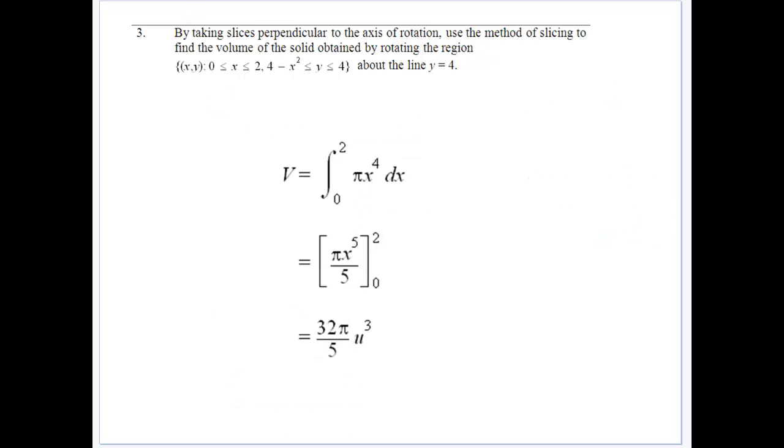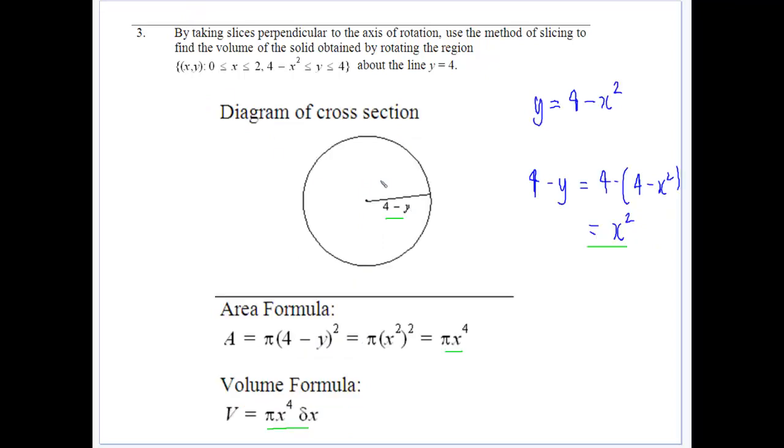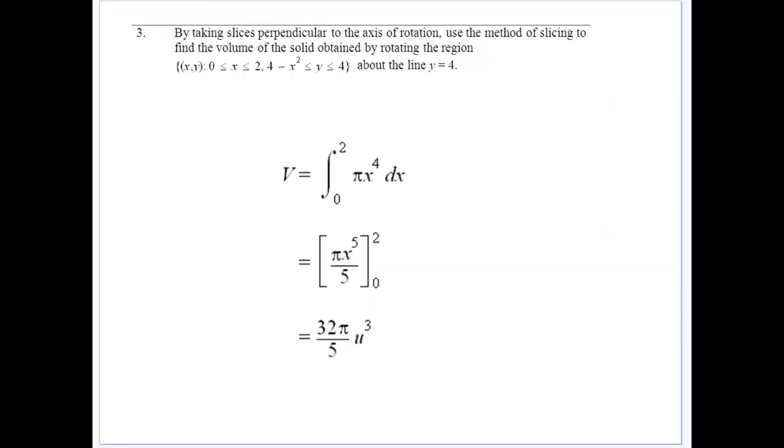So we can start to see that the hard part's not necessarily the integration. Hopefully that's becoming quite clear. It's making sure we get the correct radius and the correct thickness of our disc, so we can then do our manipulations to get the correct formula to put into the integration to be able to get our volume.